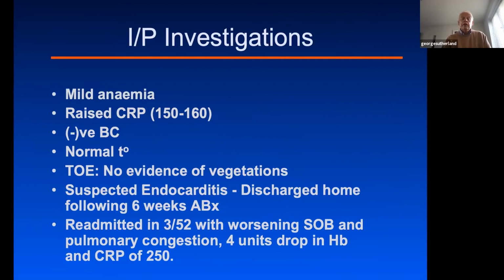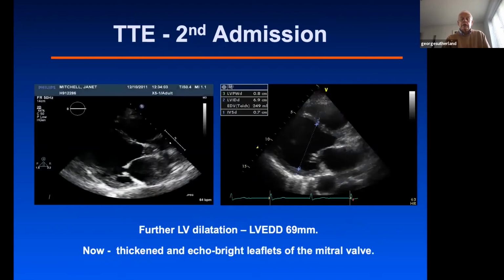She then was investigated further. She had a mild anemia, massively raised CRP, no evidence of vegetations, and she was culture negative, but was suspected of endocarditis, discharged home following 6 weeks of antibiotic therapy. She was readmitted 3 weeks later with worsening shortness of breath and pulmonary congestion, and she dropped her hemoglobin very significantly and now had a CRP of 250.